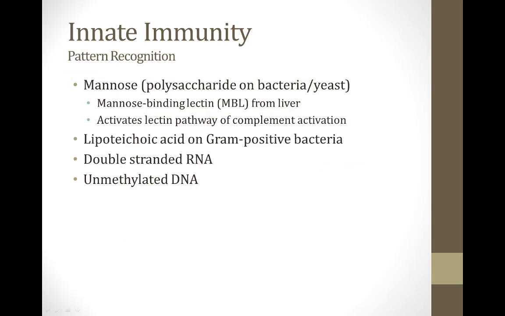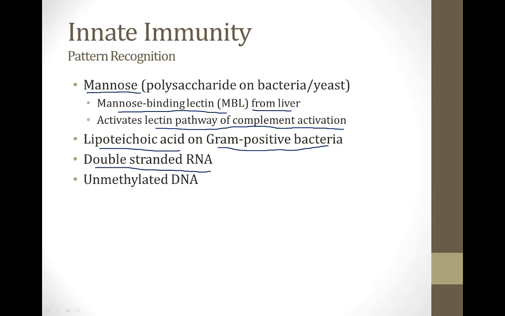Other patterns that are recognized by the innate immune system include mannose. Mannose is a polysaccharide found on bacteria and yeast, and there is a protein in the body called mannose binding lectin that comes from the liver, and once it binds to mannose, this can activate the lectin pathway of the complement system, which we'll talk about in another module. Another pattern recognized by the innate immune system is lipoteichoic acid. These are proteins found on gram-positive bacteria.